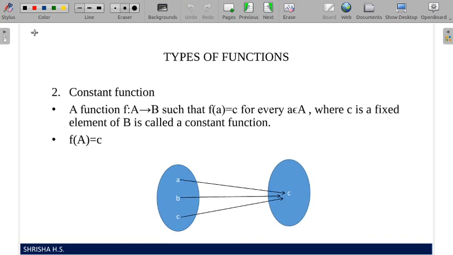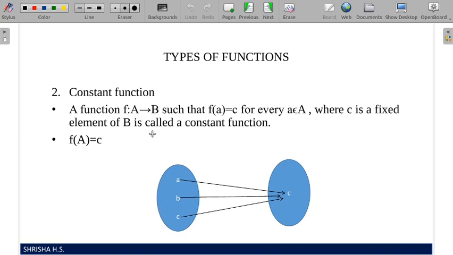The second type of function is a constant function. If you apply the function to an element in set A, you will get the same result for every element of set A. We will see it mathematically. A function f from A to B, such that f of a equals c for every element of A. For every element of set A, you apply the function and you will always get the same answer. C represents a constant value, where c is a fixed element of B. This is called a constant function.